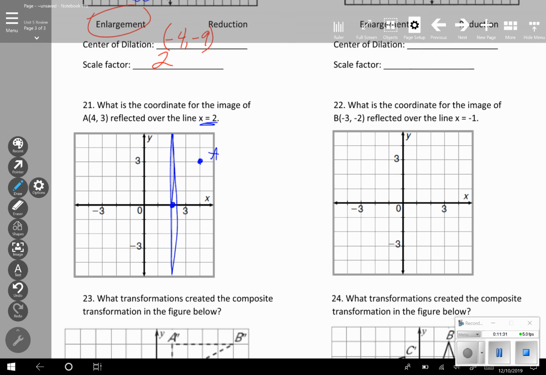So there's A, and we want to flip it over this line, so you count. It's 2 to the right of that line, so when you flip it, it's going to be 2 to the left. So there's A prime. So A prime is at (0, 3).